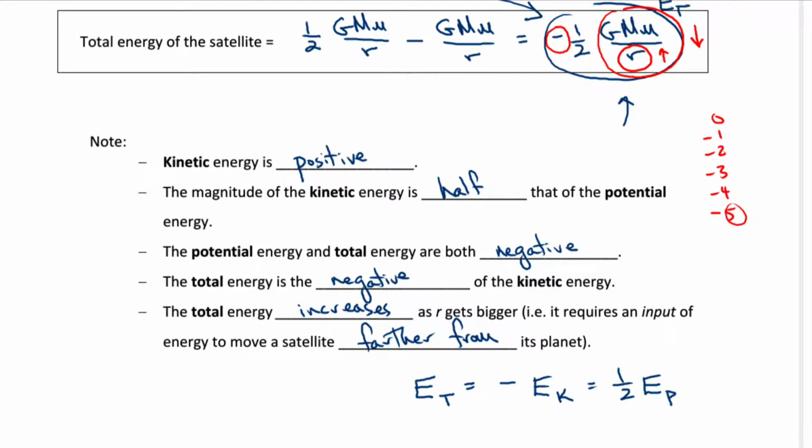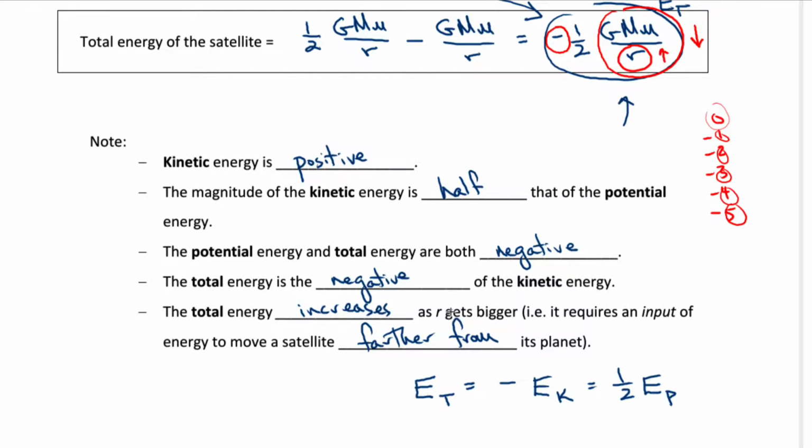As I decrease the absolute value of the number, I'm approaching 0. And so I'm never going to get a positive number out of this. The biggest it can be would be 0 when r is at infinity. So as r goes up and this whole thing goes down, I'm getting closer and closer to 0. I'm increasing. So again, the total energy increases as r gets bigger.